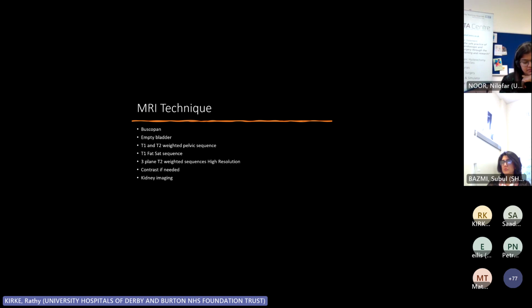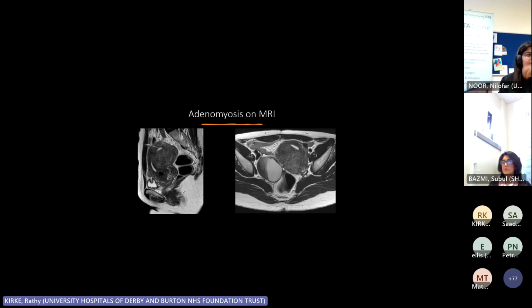Now, we don't give contrast to everybody as a routine, because there's been a lot of information coming out recently about the deposition of gadolinium in the brain, and many of our patients are fairly young women, so we really don't want to take that risk. Even if it's a small amount, we tend not to give gadolinium to young patients if we can. We always have sequences that include the kidneys, just to get a feel of what the renal parenchyma looks like.